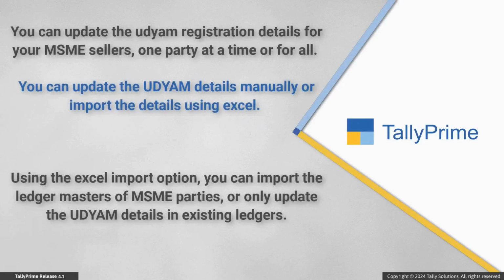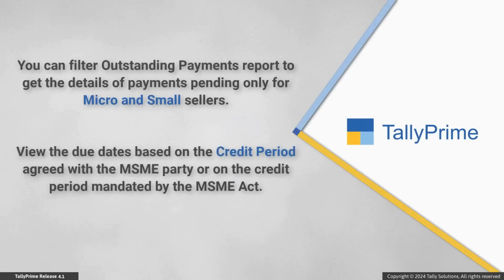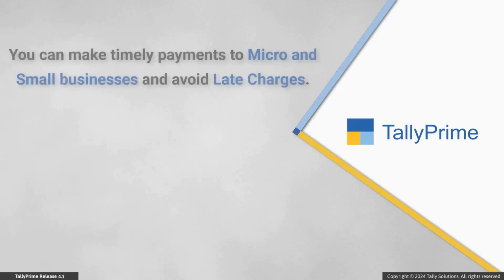You can update the Udyam registration details for your MSME sellers, one party at a time or for all. You can update the Udyam details manually or import the details using Excel. Using the Excel import option, you can import the ledger masters of MSME parties or only update the Udyam details in existing ledgers. You can filter the outstanding payments report to get the details of payments pending only for micro and small sellers. View the due dates based on the credit period agreed with the MSME party or on the credit period mandated by the MSME Act. Using these features, you can make timely payments to micro and small businesses and avoid late charges.